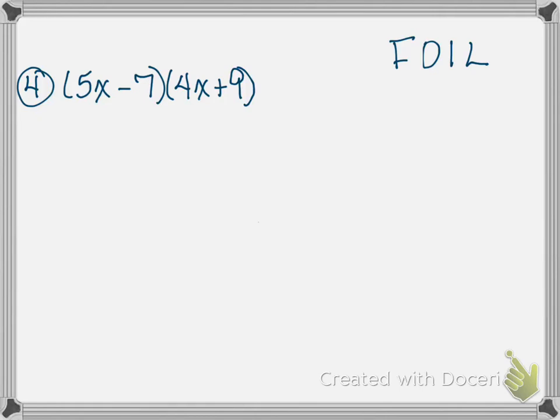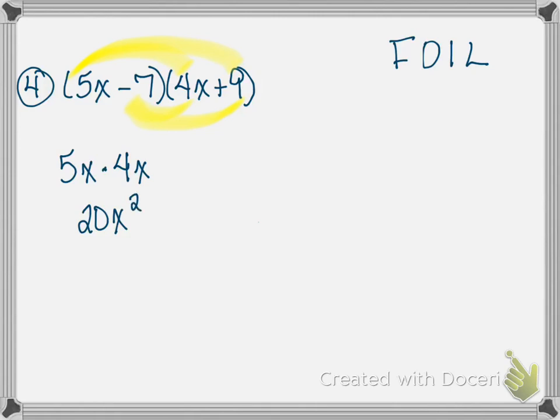And what we have to do is we are essentially taking the 5x and we are multiplying the 5x times everything in the second binomial. Then we are multiplying negative 7 times everything in the second binomial. So for FOIL, that's first. So we have 5x times 4x. And that gives me 20x squared.